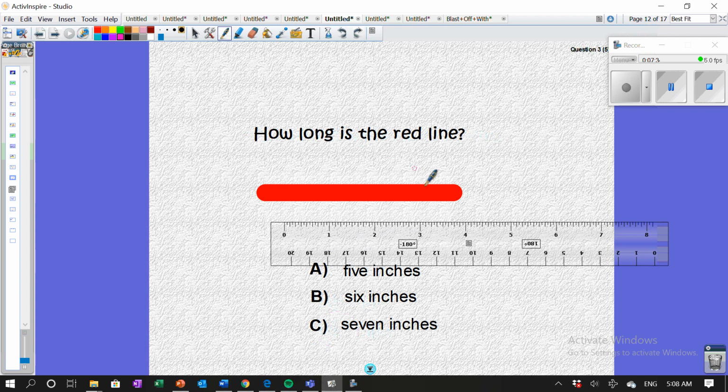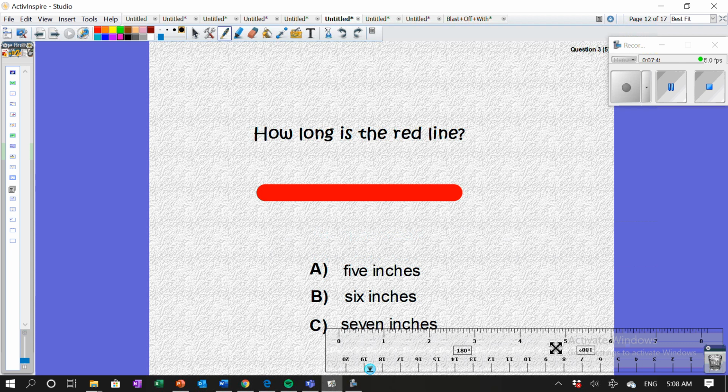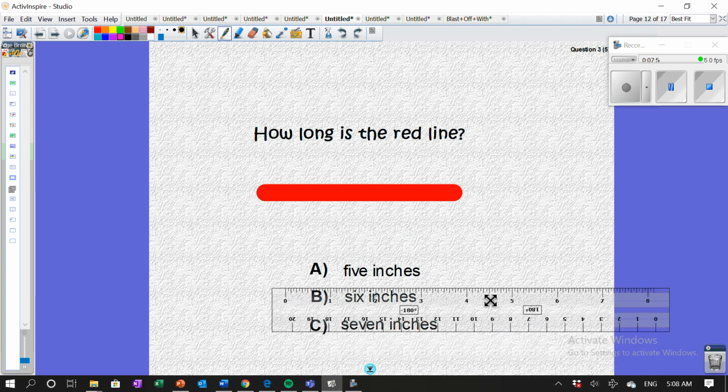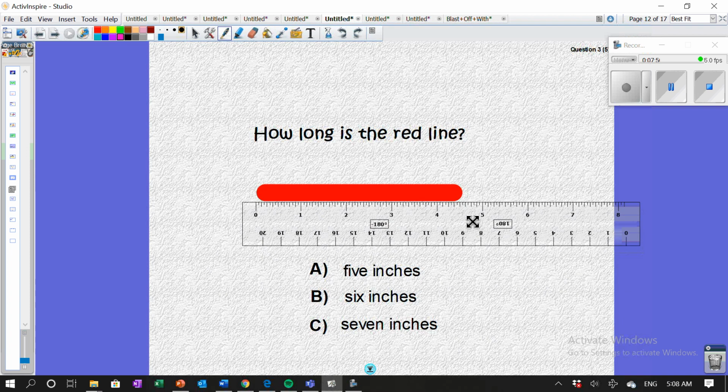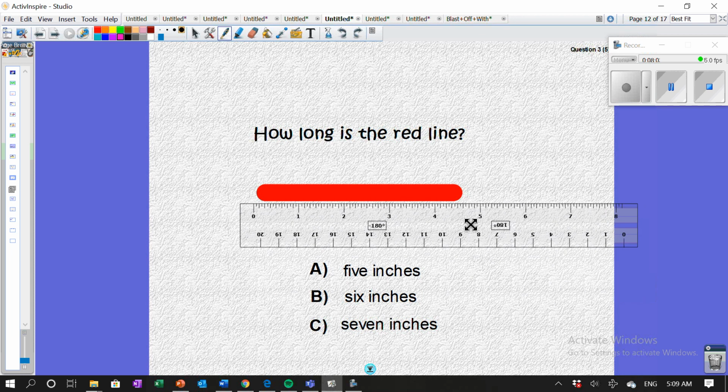How long is the red line? We have 3 choices: 5 inches, 6 inches, or 7 inches. Can you estimate before measuring? How many inches? Can you estimate? Let's see if you are right. Yes, so it's about 5. It's between 4 and 5, but the nearest inch is about 5. Excellent.